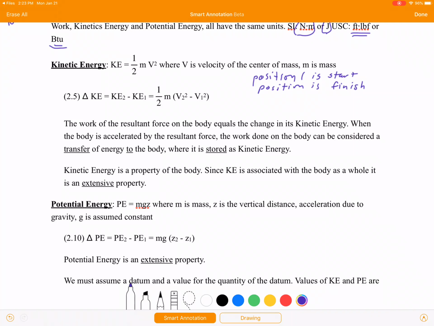So kinetic energy and work are related in this way. Kinetic energy is a property of the body. Kinetic energy is associated with the whole body, so we say that it is an extensive property.